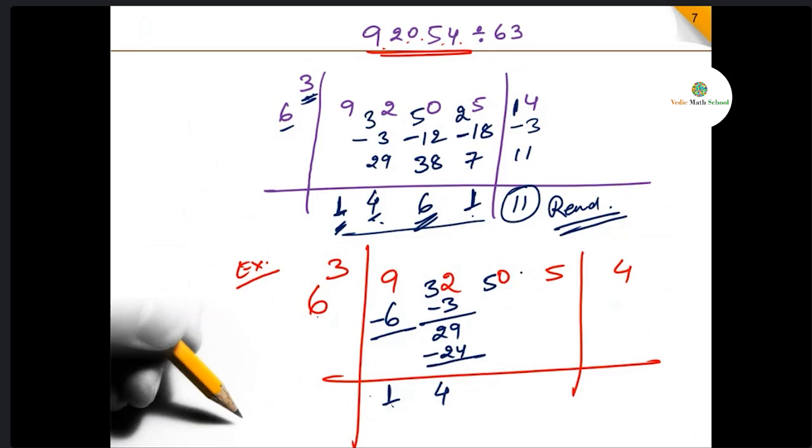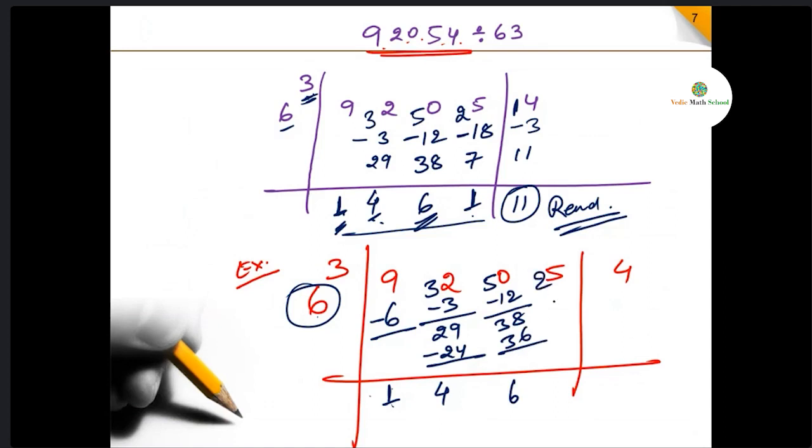Next step is what? 6 into 4 threes are 12. 50 minus 12 is 38. Now, how many times? Divide with 6. 6 times. We did the same thing here as well, divided with this 1. 6 into 3, and then divide. 6 times 6 is 36. What is the carry? 2.